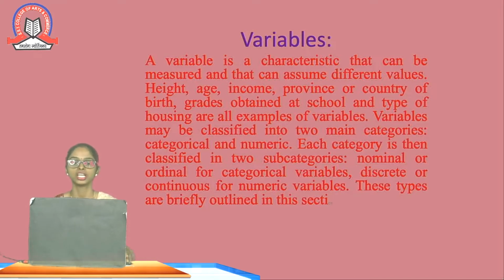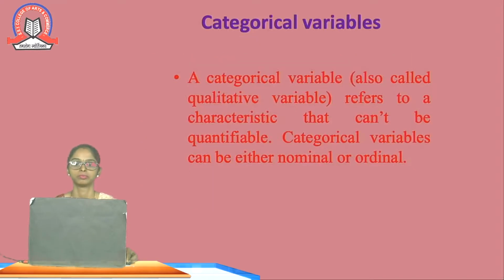Height, age, income, province or country of birth, grades obtained at school and types of housing are all examples of variables. Variables may be classified into two main categories. The subcategories are nominal and ordinal for categorical variables, and discrete or continuous for numeric variables. These types are briefly outlined in this section.